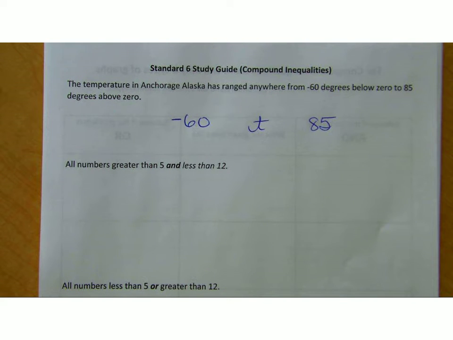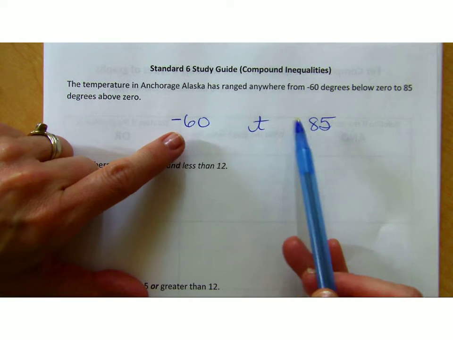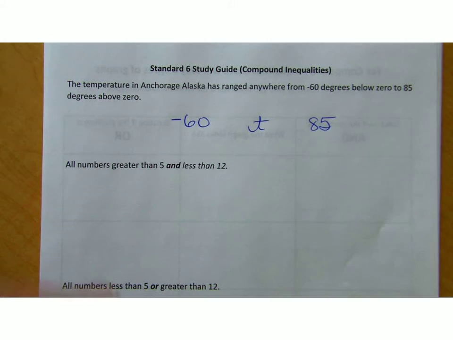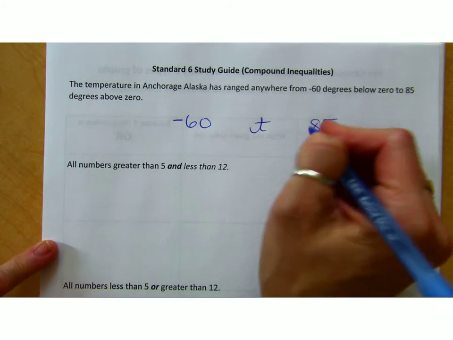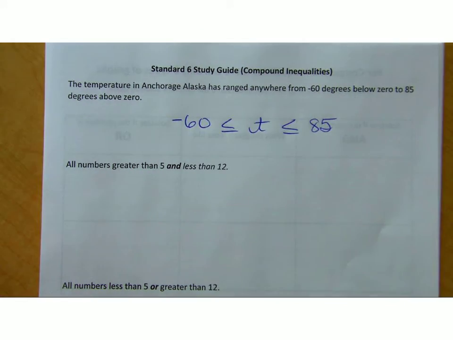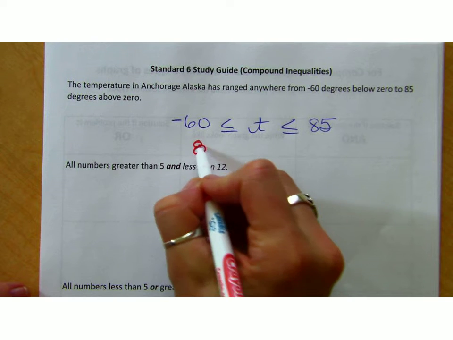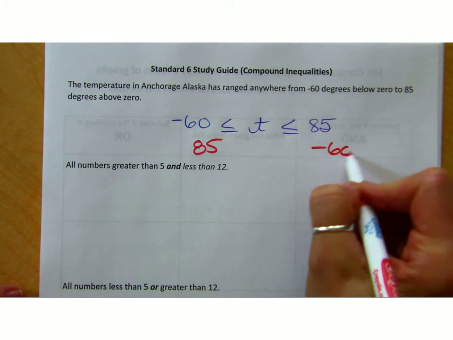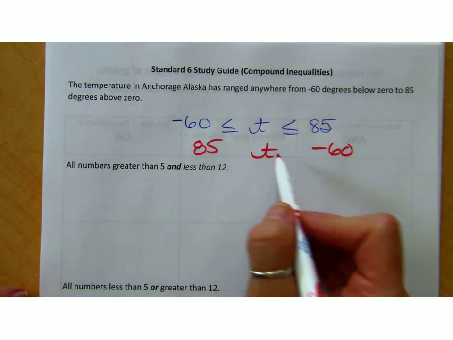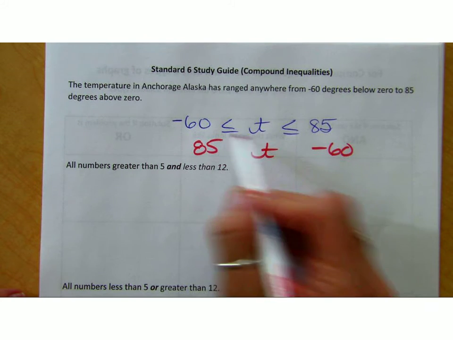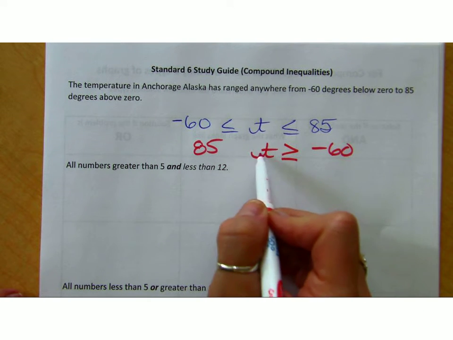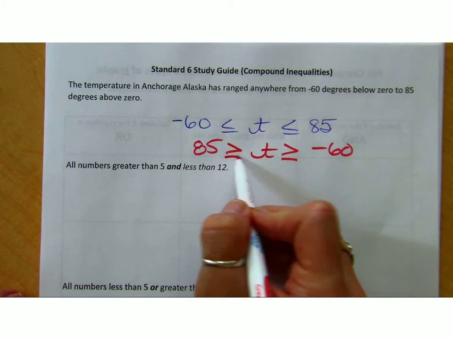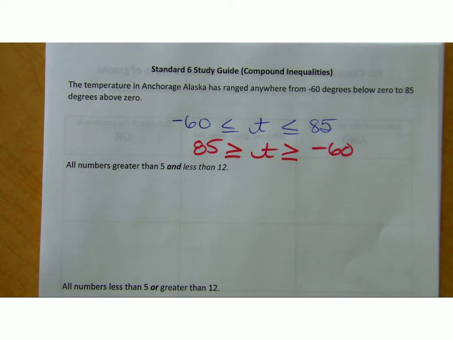Here's a hint if you haven't figured it out by now. As long as your numbers are in order in terms of how they are on a number line, your symbols will always point to the left, right? That's not the only correct answer. If somebody said, well, I just have it as 85 and negative 60, that's okay. You just have to make sure that the temperature compared to negative 60 was greater than or equal, and compared to 85 was less than or equal. So they're either both going to go left or right when it's an in-between.